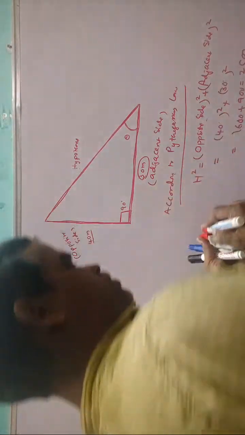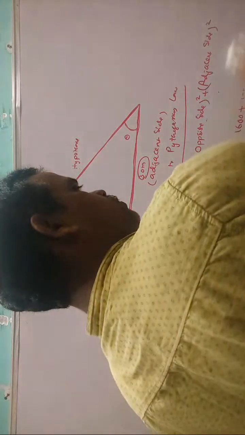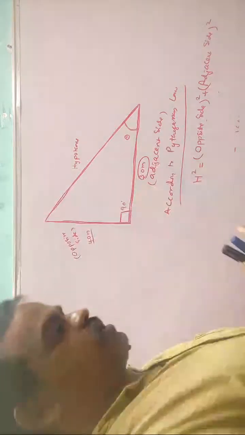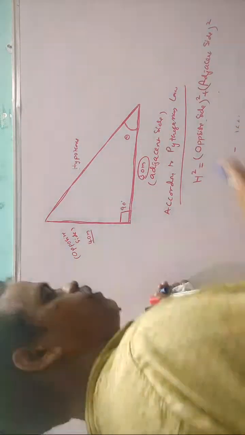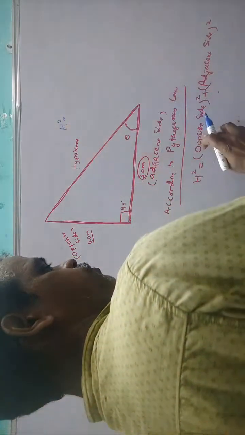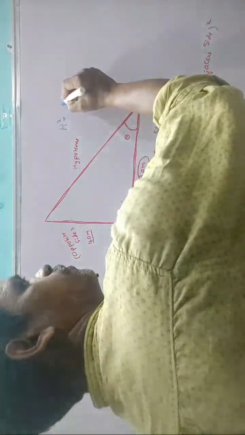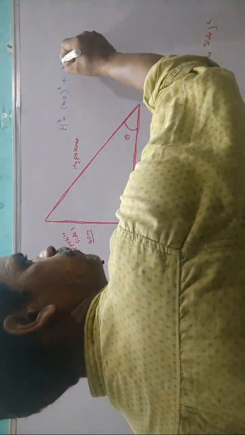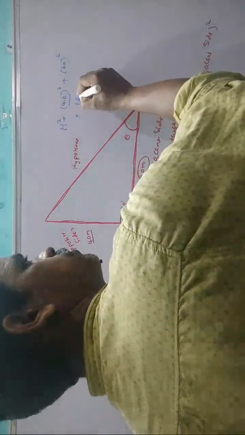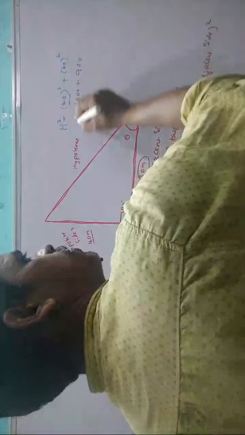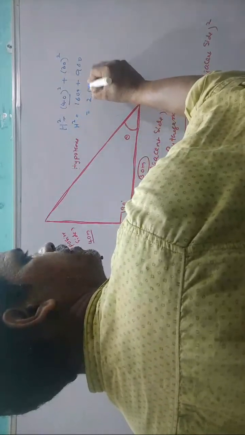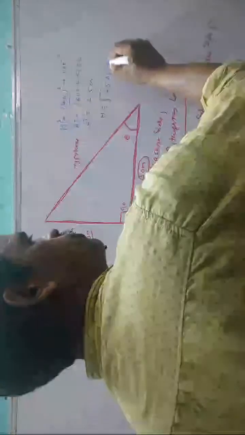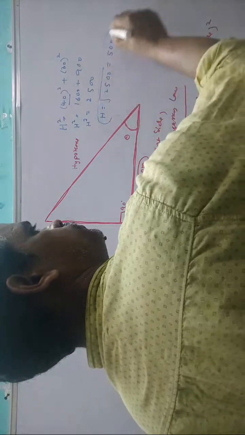Here it is, it's not visible to you. See, up to here it's clear. Opposite square plus adjacent side square. Now h square equals opposite side 40 square plus adjacent side 30 square. This will become 1600 and this will become 900. So you are getting 2500 for hypotenuse square, and the hypotenuse is the square root of 2500, which is equal to 50 meter. Is it?